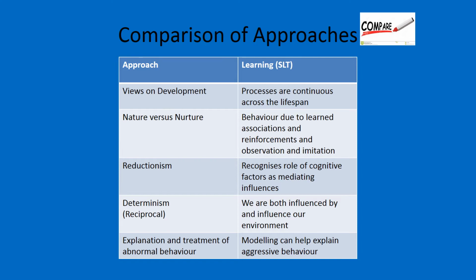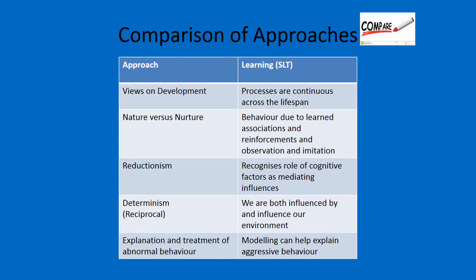Reductionism wise, do we have a situation where we have free will, or is it totally reductionist? Well, this is one of those which starts getting into the middle ground, because whilst it is reductionist, as most of the learning approach is, it does take into account the idea of cognitive factors which serve as mediating influences. In other words, we have a choice about what we do, and that's really important. A big difference between that and just simple behaviorism.